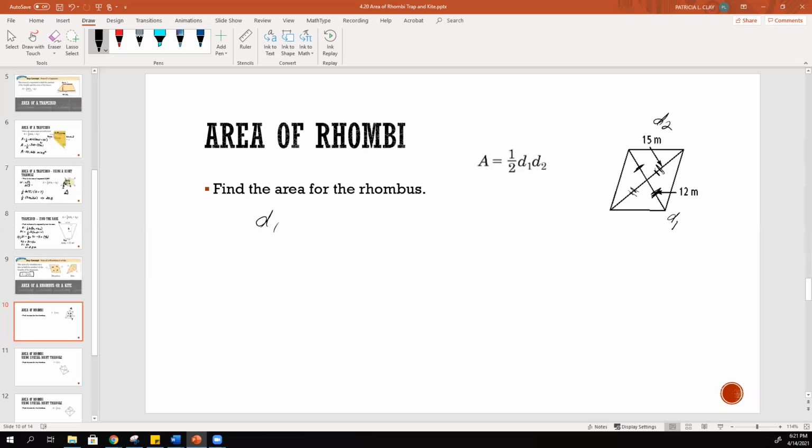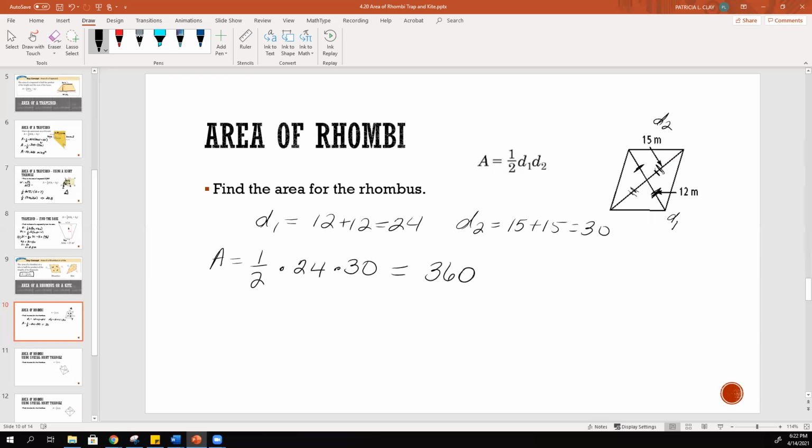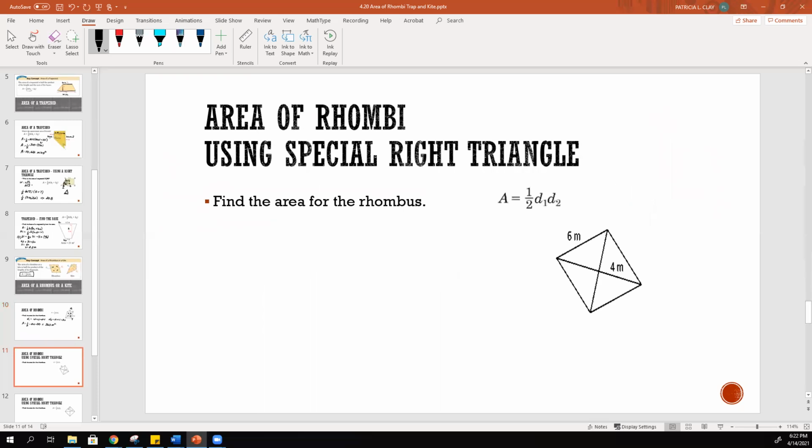So diagonal 1 is going to equal 12 plus 12, right? So that's going to be 24. And diagonal 2 is going to equal 15 plus 15. So that's going to be 30. So now all we have to do is plug it into the formula. 1/2 of 24, diagonal 1, times 30. And that gives us 360 meters squared. Okay, moving on. Next one.